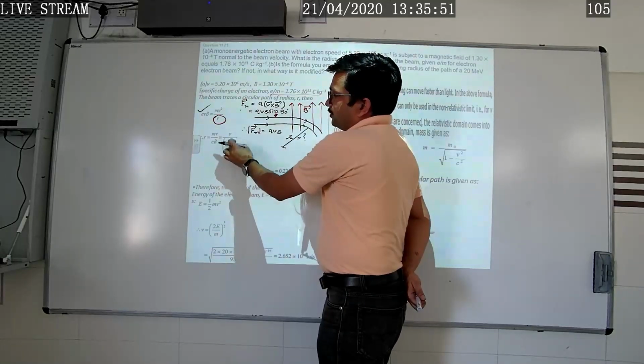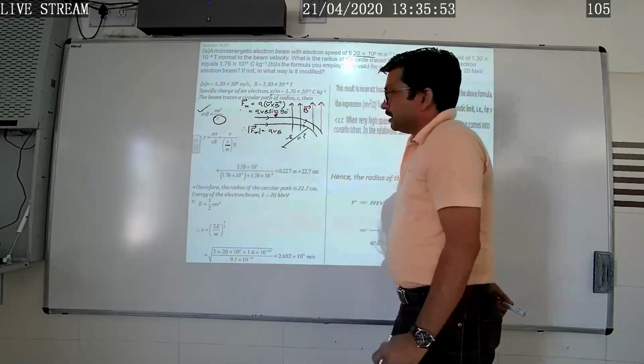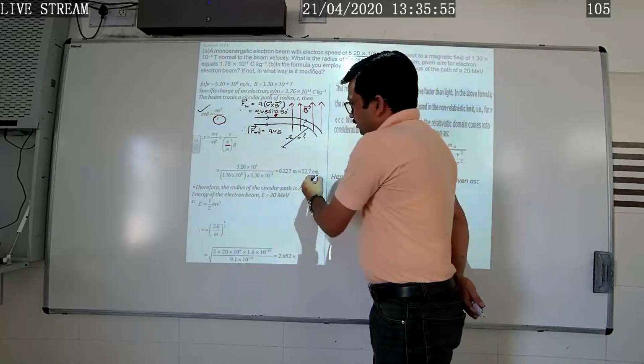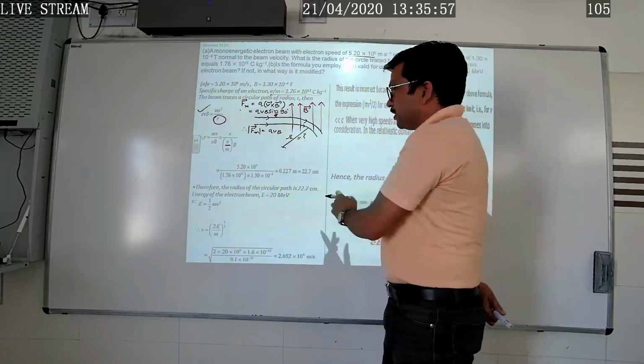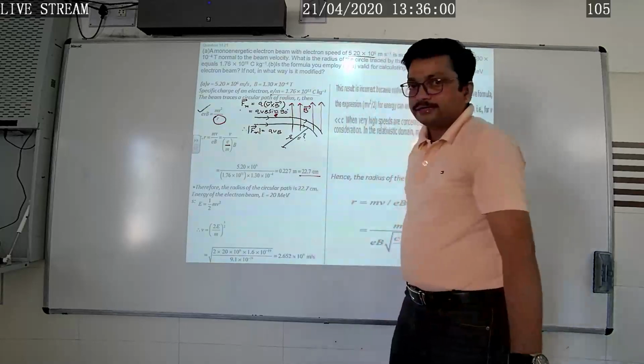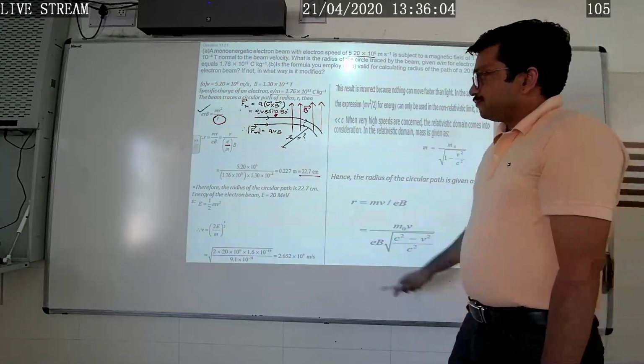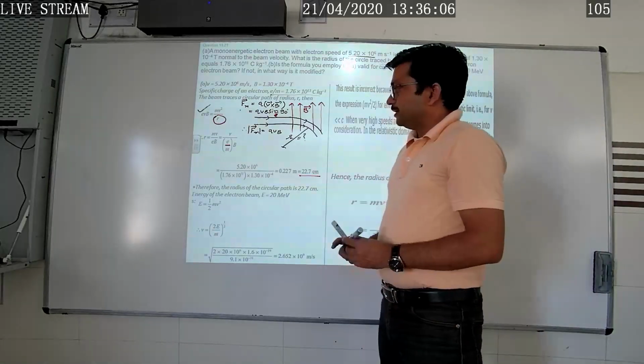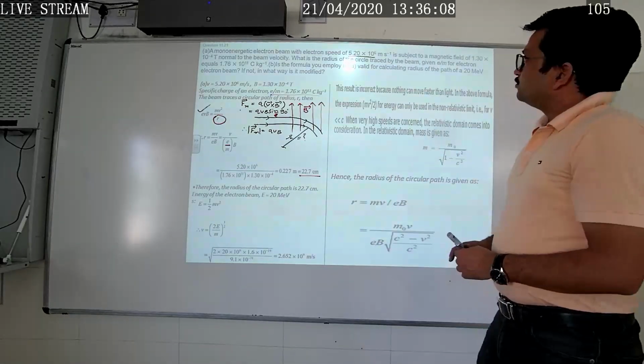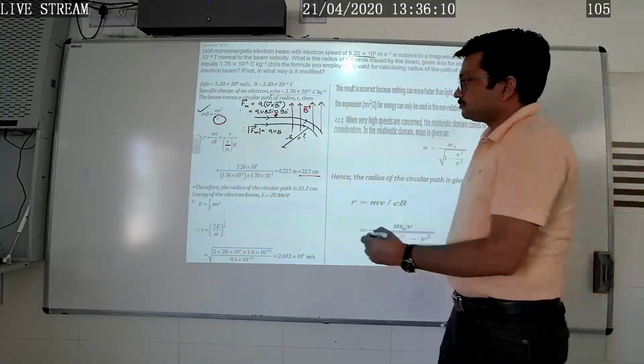So putting the value e by m, we got this, and substituting the value, we got the radius of the circular path, that is 22.7 centimeter. So therefore the radius of the circular path is given by this. Now let's move to case B.